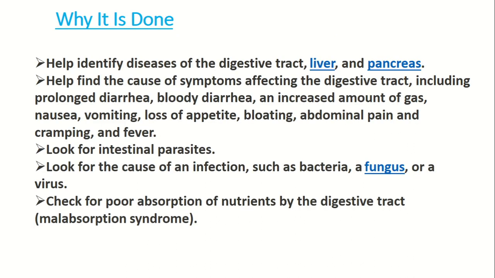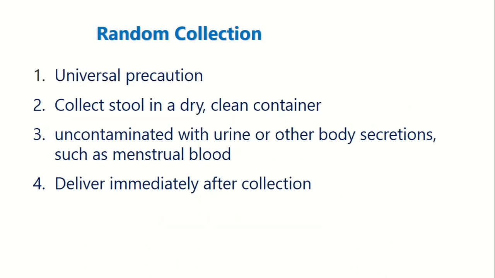Again, we can say it is done to identify disease of GIT, liver, pancreas. Some symptoms, as we already discussed, like diarrhea, bloody diarrhea, continuous gas, nausea, vomiting, loss of appetite, bloating, abdominal pain, cramps, fevers. Sometimes look for intestinal parasites. Other than parasites and routine symptoms, there are some fungal infections and viruses you can look for. So these are the various indications. And last but not the least, malabsorption syndrome. So this is why we are going to examine stool.